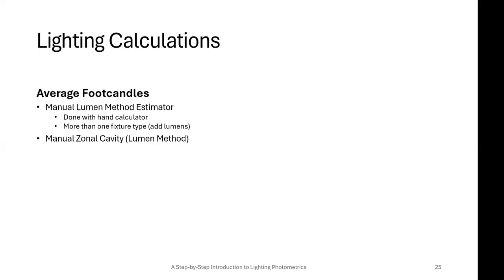Next is our manual zonal cavity method, or lumen method. And you just take everything that we've been doing, the coefficient of utilization table, the light loss factors, and a lot of other things that we haven't really discussed, and you calculate it manually, just using a calculator. Or you can take this into an Excel spreadsheet, same lumen method. Our lighting calculator provides a nice one-page printout.